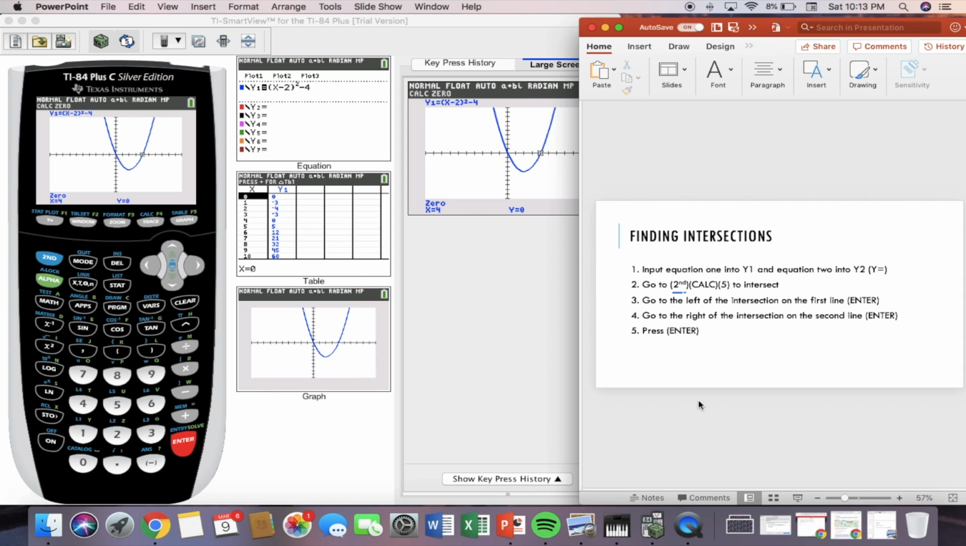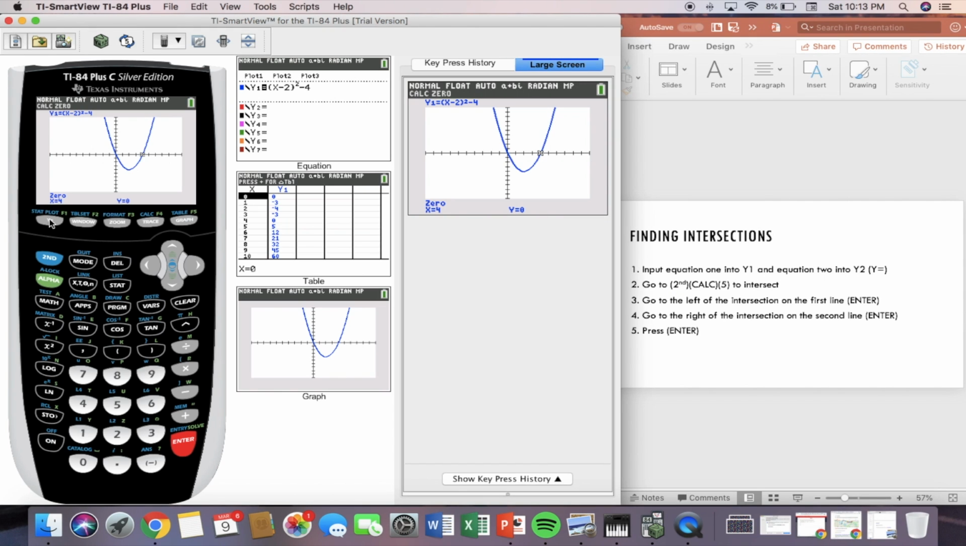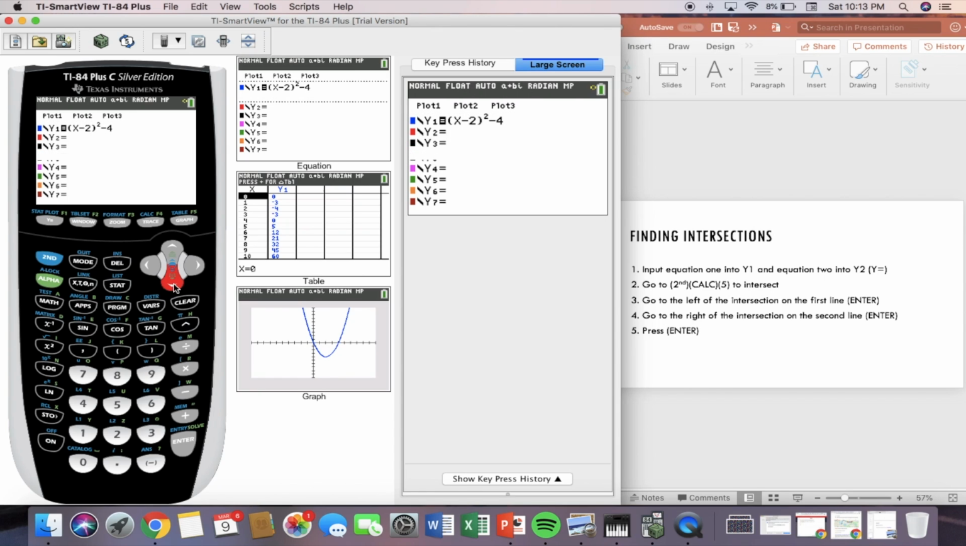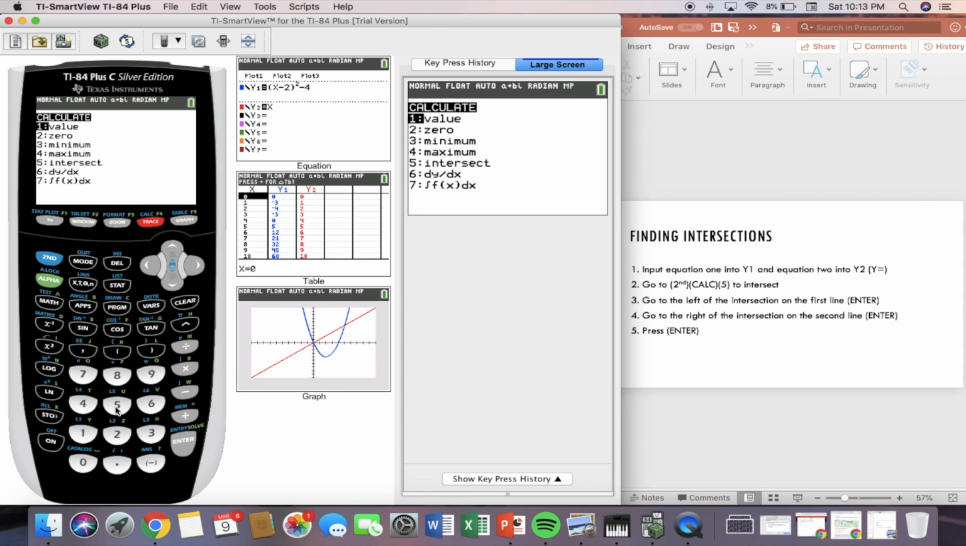Alright, now for our next trick. So finding intersections between equations. So say I want to find where the lines x minus 2 squared minus 4 and y is equal to x intersect. So to do that, I have to set up my two equations here. Then again, we go to second and then calc, or the trace button right here. But so now we are going to go down to the intersect button, which is 5. So I'm going to type in 5.